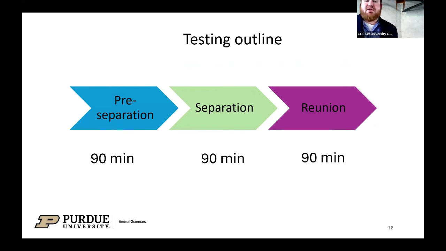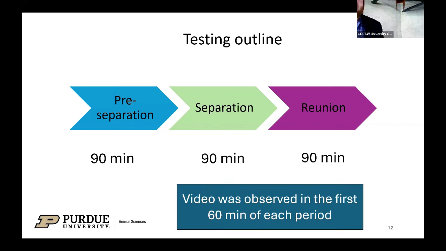For our outline, we split our testing time into 3 sections, 90 minutes each. We had a pre-separation phase where the cow and calf were both in the home pen. During separation, we removed the calf from the home pen and placed her down the hall in what we call the blue pens. And for reunion, we brought the calf back to the home pen. We recorded video continuously and observed the first 60 minutes of each period.